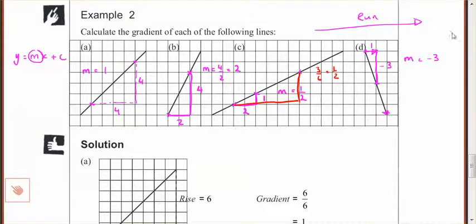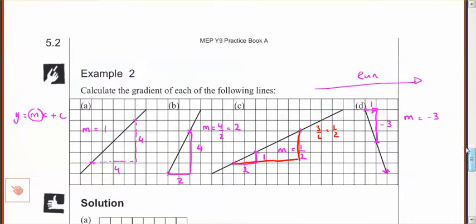Okay, but if we then rise, we have a positive m, but if we drop, we have a negative m. Make sense? If we were to do it the other way round, we're running in the wrong direction. Alright? Makes sense?